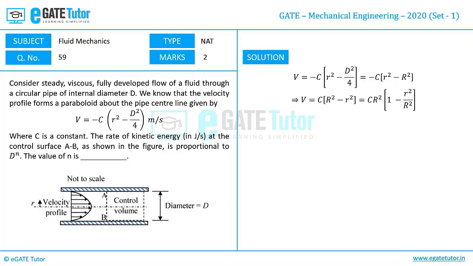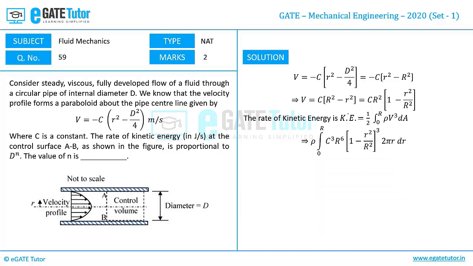Now we can write that the rate of kinetic energy is nothing but half integral 0 to R rho V cube dA. We have V is equal to C capital R square into (1 minus r square by R square). Substituting that in place of V in this expression, we get rho into integral 0 to R C cube R power 6 into (1 minus small r square by capital R square) whole cube 2 pi r dr, where the elemental area of the pipe is taken as 2 pi r, which is the circumference, multiplied by dr, which is the elemental thickness of the pipe.